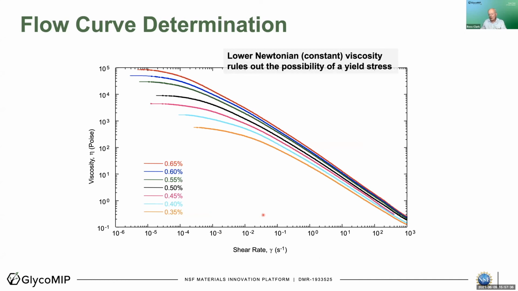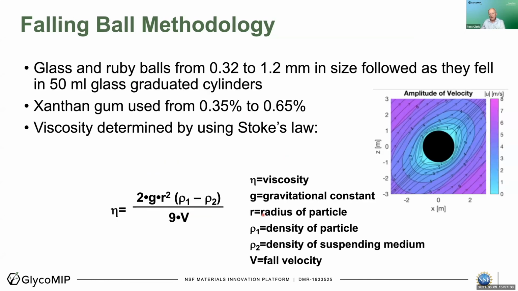So we've got all of this flow curve data. And now we dropped our particles. We dropped our model particles, which are glass and ruby balls of different sizes. And we dropped these in a bunch of different xanthan gum concentrations. And we determined viscosity using Stokes' law. And this little cartoon is up here to remind you that we're trying to understand these streamlines as they flow past this particle, or the particle falls through the media.